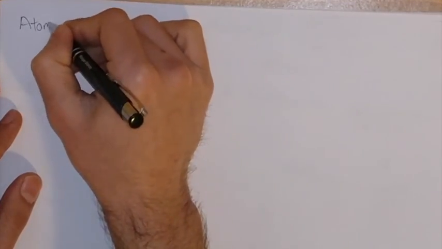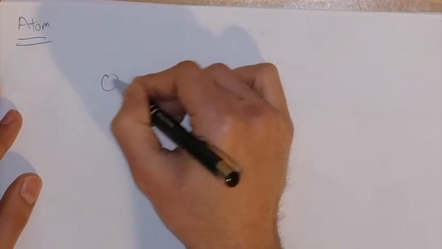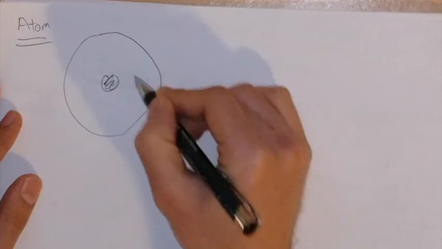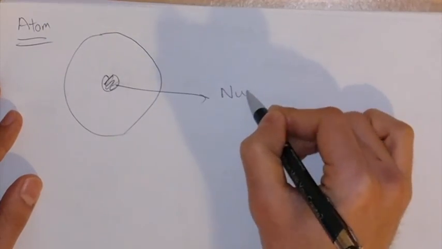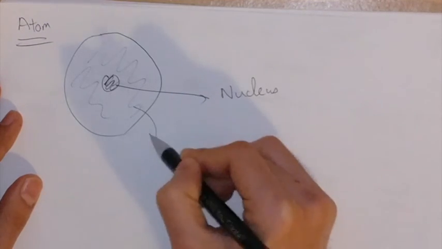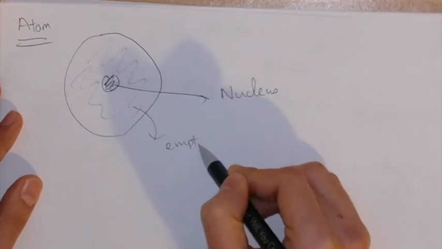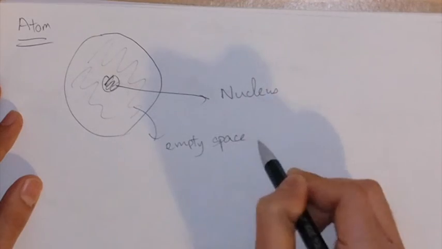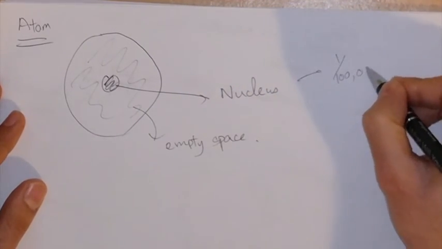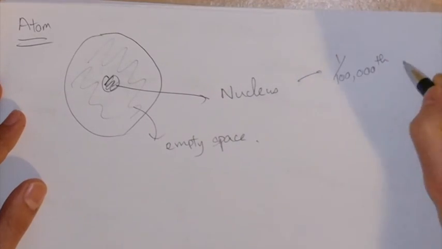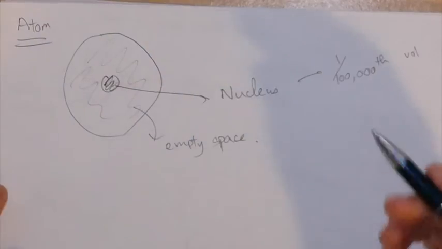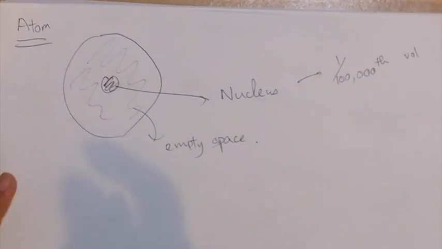an atom looks something like this, right? You have a dense central region, which is called the nucleus, and the majority of the region in an atom is just empty space. So for comparison, a nucleus makes up about 100,000th of the volume of the total atom, which is really small, like a football in a football pitch.